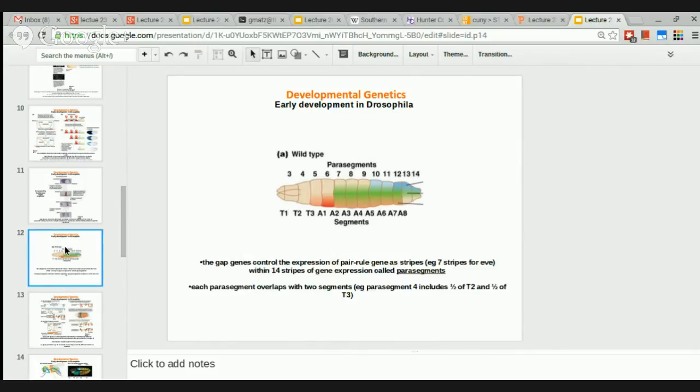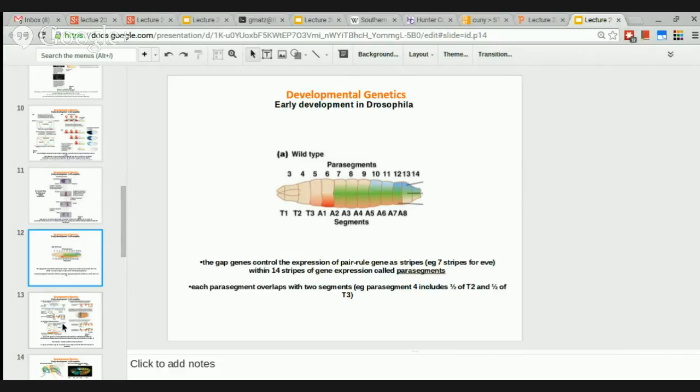So now we can talk about pair rule genes. Before I go there, I want to flash this picture from a later image, just to explain one thing. I told you that the larva could be seen as a number of segments, T1 through T3 and A1 through A8, and the head segments.